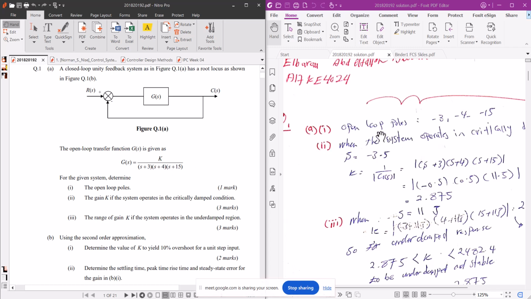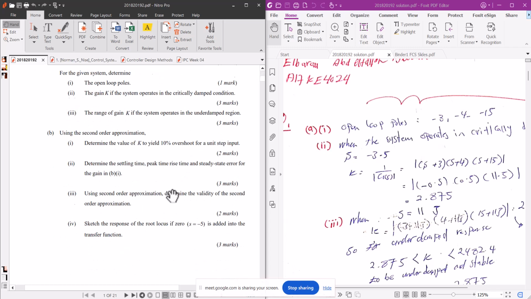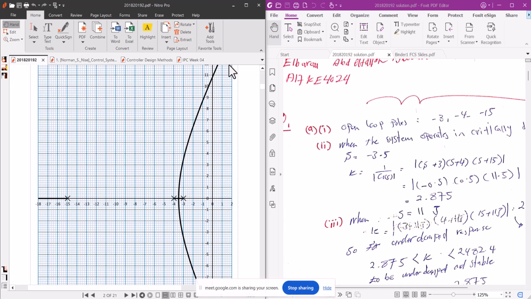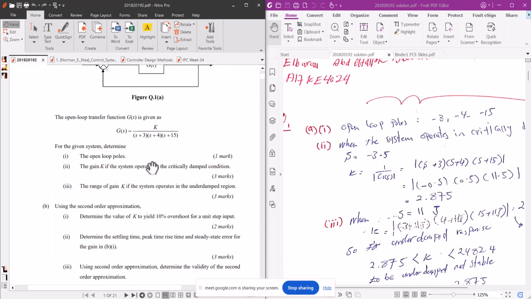Then we graph the root locus. It's already given in the question, minus 3, minus 4 and minus 15. This is the root locus they have already given you. These are your branches, and this one goes to infinity, because a root locus starts from the pole and ends at the zero. So these zeros are up to infinity. Coming back, the open loop poles will be minus 3, minus 4 and minus 15.